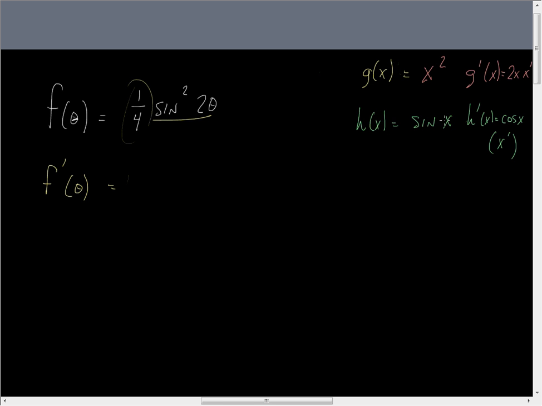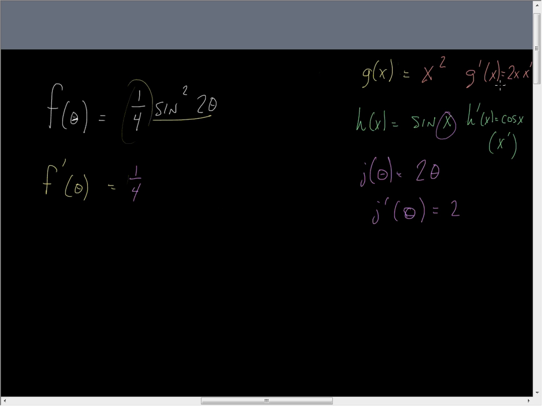If we look at what's on the inside of that, we notice it's 2 theta. So let's say j of theta is equal to 2 theta. What is the derivative of, or what is j prime of theta? It's 2. Okay, so now let's put all this stuff together. We have to take the derivative of the outer thing. Since I'm doing that, I'm taking 1/4 out. The derivative of the outer thing is 2 times that outer thing.